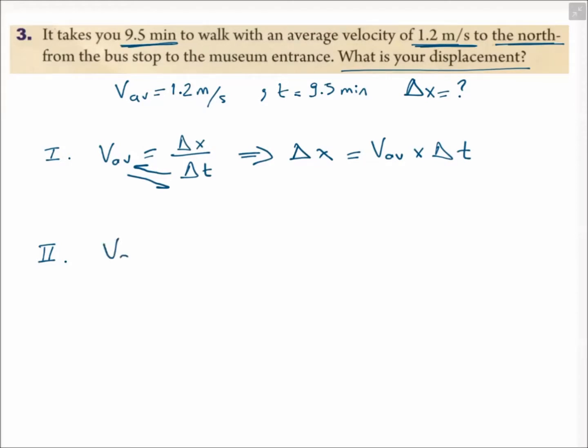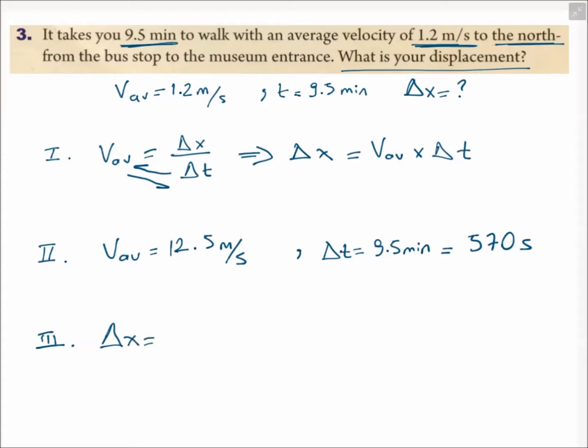And the second step, v average is given as 1.2 meter per second, and delta t is given as 9.5 minutes. So now I have to convert time into seconds. So it is equal to 570 seconds, and the third step will be substitution.